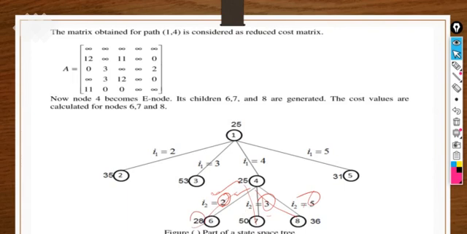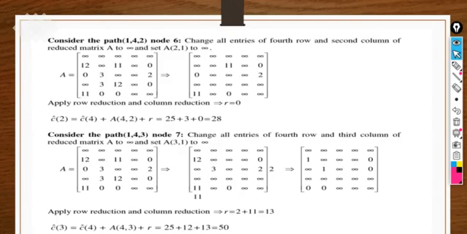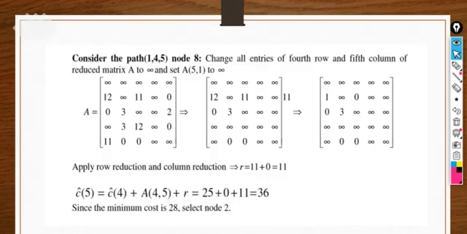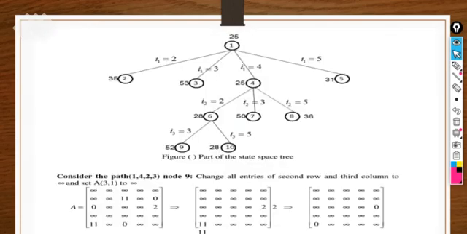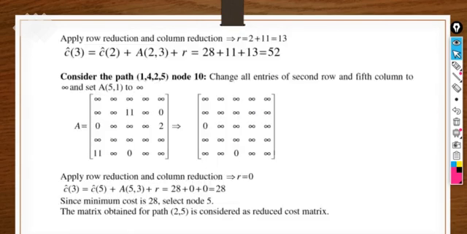Further we have found 28, 50 and 36. What is the minimum? 28 is the minimum, the others will be killed here. So we have to expand the 6th node here. After 6, these 2, 9 and 10 are there. So take a screenshot here and cross-check each and every time, and at last we are getting 28 as the minimum value here.